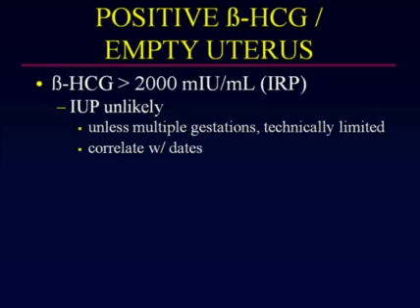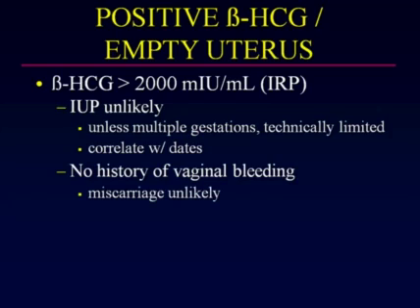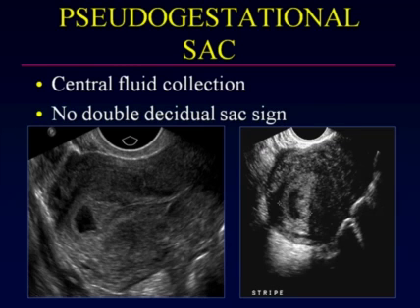And therefore, you need to correlate with the dates to make sure that you're not dealing with a very early intrauterine pregnancy with multiple gestations. Of course, patients with multiple gestations will have a higher beta-HCG level for any given gestational age. You also want to check for a history of vaginal bleeding, and if there is no history of vaginal bleeding, miscarriage is unlikely. So again, to reiterate, if your beta level is greater than 2,000, the uterus is empty, there's not significant risk for multiple gestations, you have a good exam, probably you're dealing with an ectopic pregnancy. So what are the features on ultrasound that you look for?